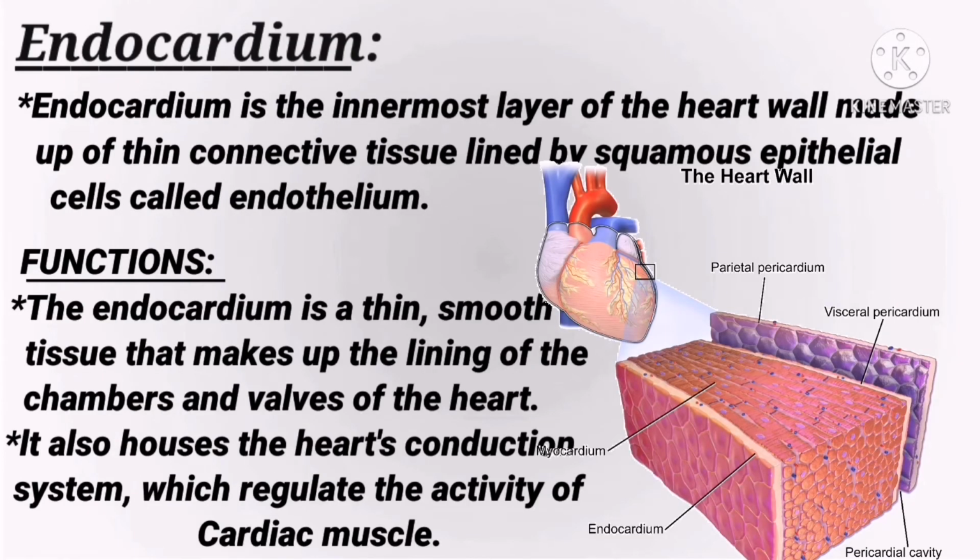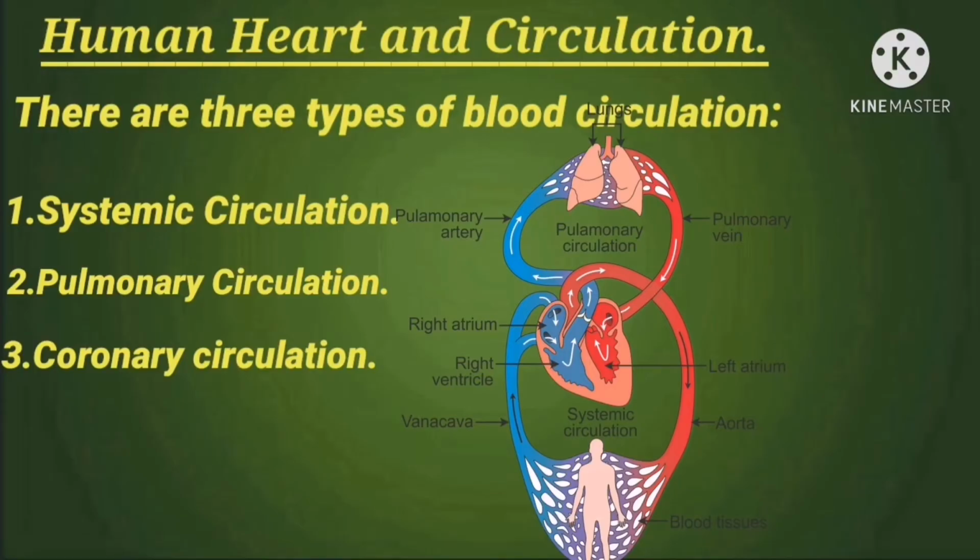Next, endocardium, the inner layer of the heart. Endocardium is the innermost layer of the heart wall, made up of thin connective tissue lined by squamous epithelial cells called endothelium. The main function of endocardium is that it houses the conduction system of the heart by regulating the conductivity of cardiac muscle.